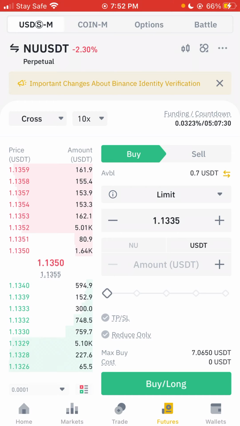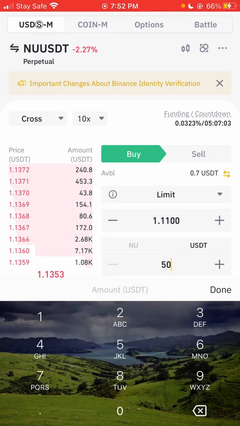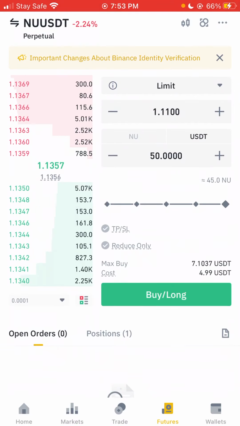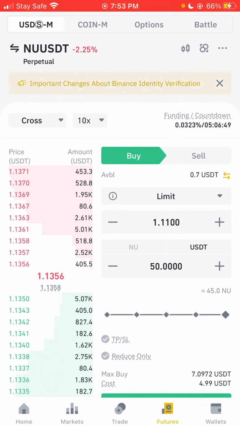You just come here, set it to limit, and remember I want to use 1.1, right? You place your 1.1. You come here, the amount of USDT. Remember, I deposited $100, and I already set my leverage to 10x, so that is $1,000. From that $1,000, I can decide to use, let me say, $50. Do you understand? I will just tap on buy long and that's all. I'm good to go. So that is a simple way to do this.